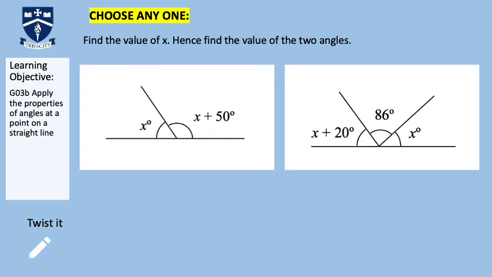Okay, we now have a twist it style question. Choose any two from the screen, so you don't need to do both of them. Choose any two and find the value of x, and then find the value of each of the two angles, or in the other one, the 3 angles. So I'll label these A and B. You can choose any one.